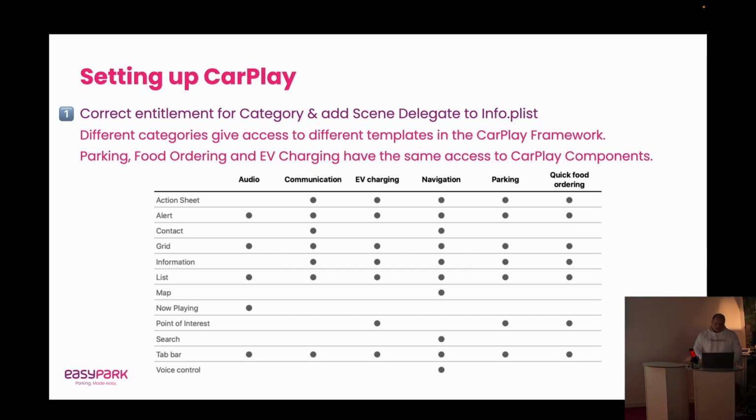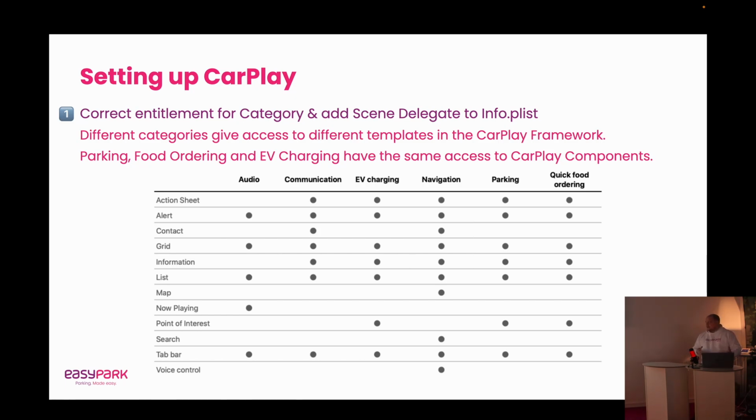Yeah. So, categories. Here we have an example of the categories: audio, communication, EV charging, navigation, parking, and quick food ordering. Those are the categories that are currently available within CarPlay, and these give access to the different templates that are available within the app as well. So, for instance, in our case, we have parking. We have access to the action sheet, the alert, grid, information, and list, as well as the point of interest and tab bar. But an audio app doesn't have access to the action sheet, for instance.